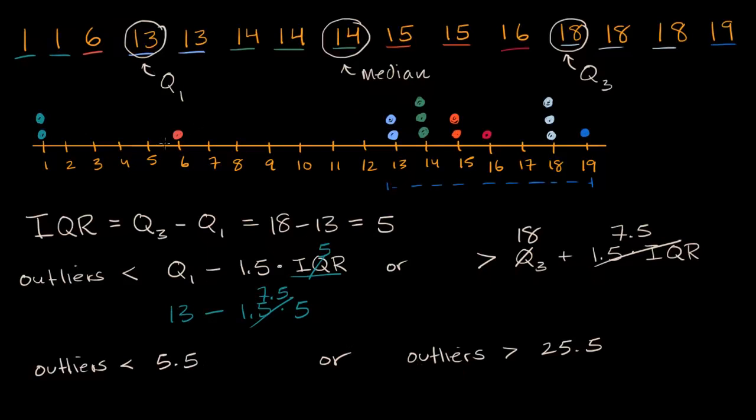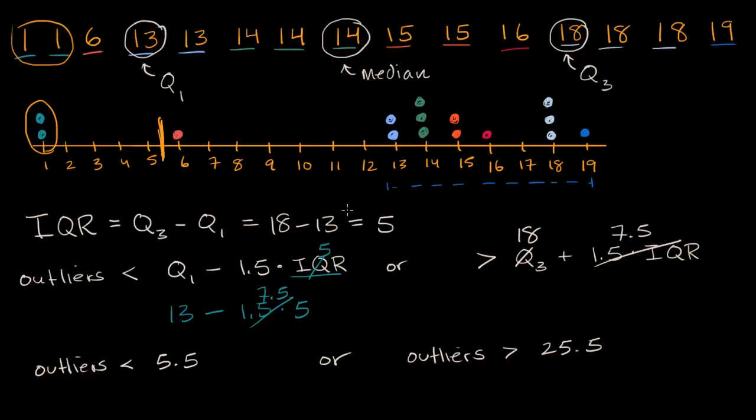We're not just subjectively saying, well, this feels right or that feels right. And based on this, we only have two outliers, that only these two ones are less than 5.5. This is the cutoff right over here. So this dot just happened to make it. And we don't have any outliers on the high side.